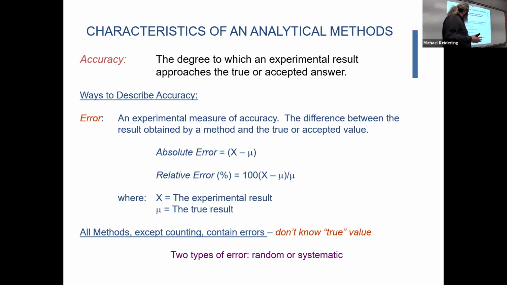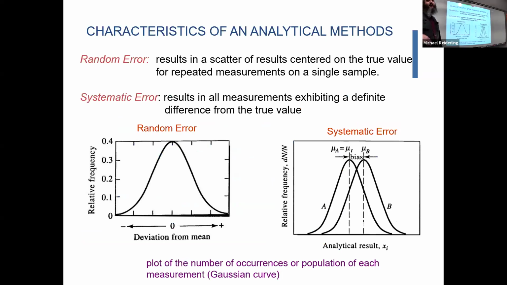All methods except counting contain errors. You don't know the true values. But errors in methods come in two types. There are random and systematic. Random errors, one of the ways you can deal with random errors is by repeating your measurement multiple times and averaging. That helps reduce random errors. So random error is due to the scatter of results centered on the true value for repeated measurements on a single value, while a systematic error results in all measurements exhibiting a definite difference from the true value.